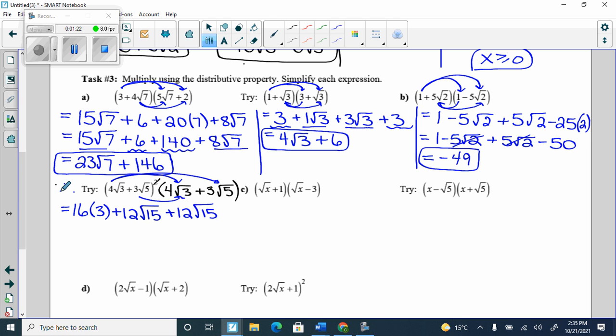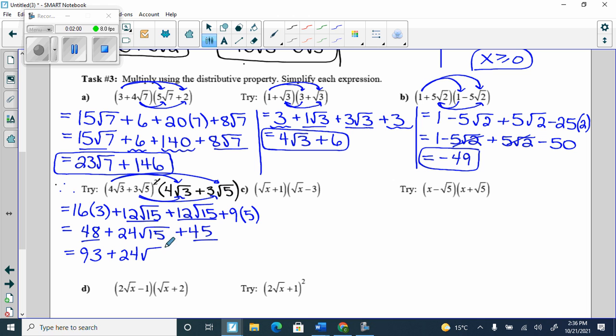Now your middle terms are going to end up being the same whenever you foil the exact same two factors, right? And then last times last. 3 times 3 is 9, and root 5 times root 5 is 5 in brackets. 16 times 3 is 48, plus 12 root 15 and 12 root 15 is? Yep, 24 root 15, plus 45. And then 48 plus 45 is 93. We don't need any restrictions because there are no variables under the denominator.